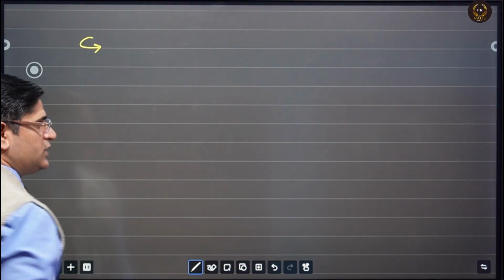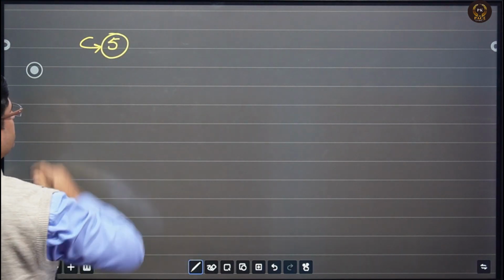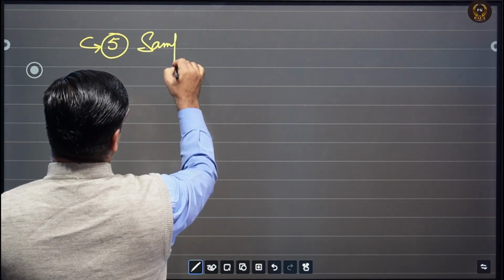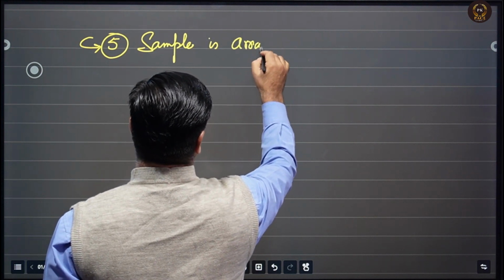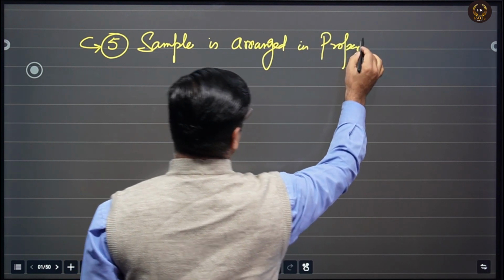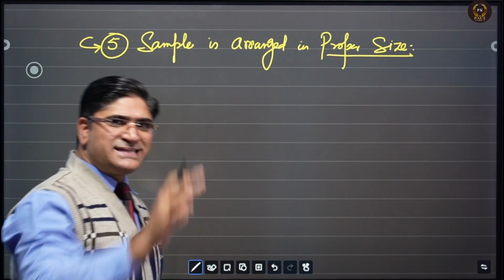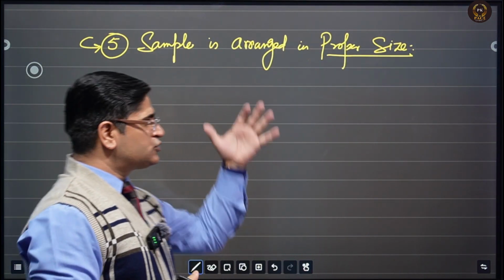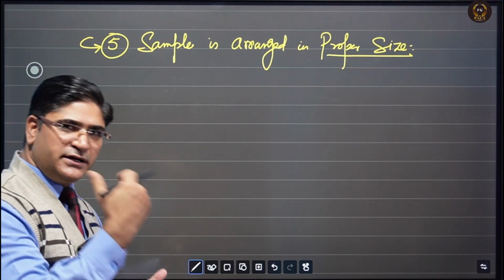So the fourth step was the drying. Now the next step, the fifth step, after the drying, this sample is arranged in a proper size. The whole sample cannot be depicted on the paper, so the sample should be in the proper size according to the international size.